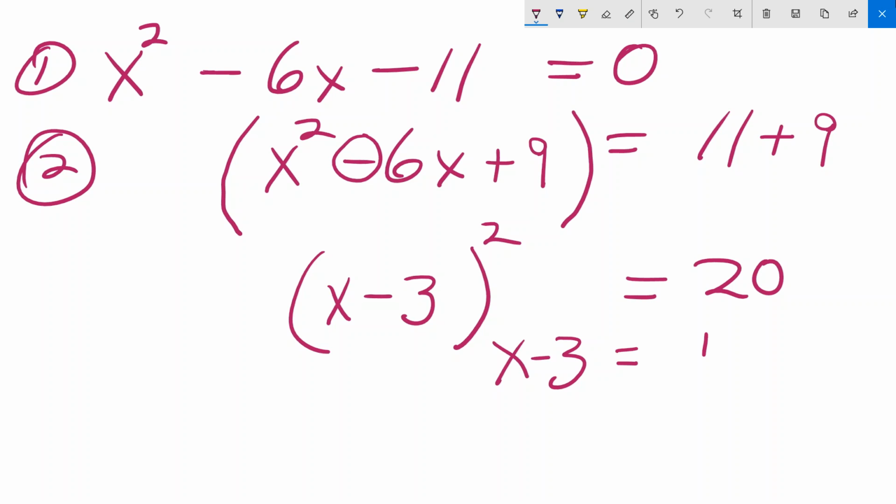So plus minus root 20, what's a simplification of root 20? 4, wait a minute, hold up. 2 root 5. There you go. And the last line, x is equal to what? X equals negative 3 plus minus 2 root 5. Okay, is it negative 3? Yes. No, it's positive 3.